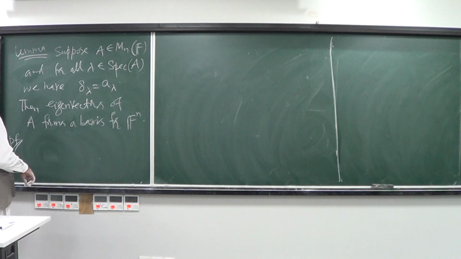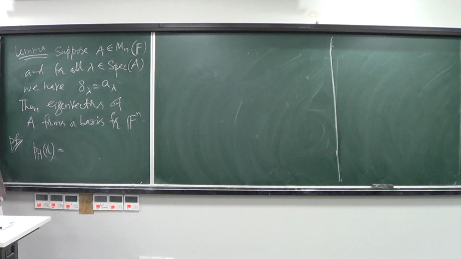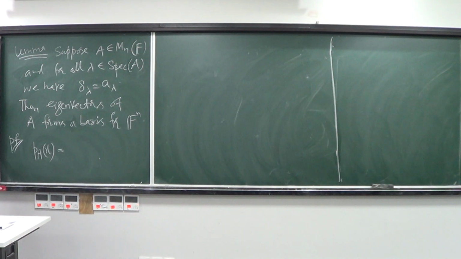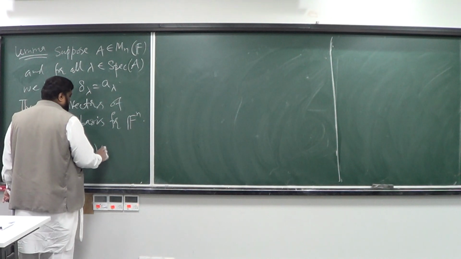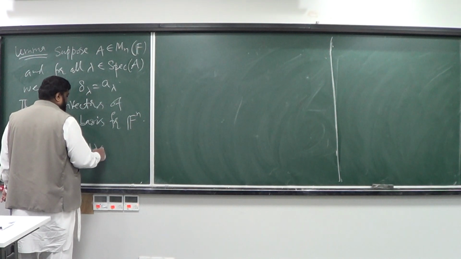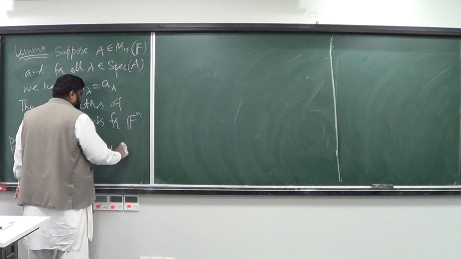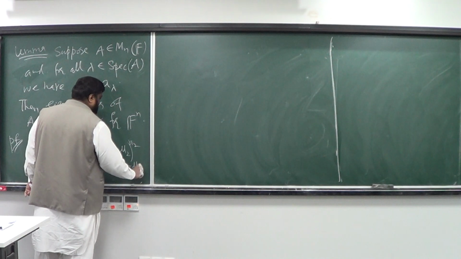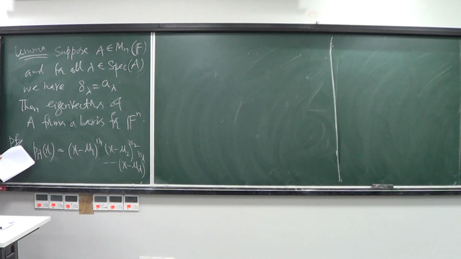So imagine the characteristic polynomial of the matrix A looks like this. Imagine there are d distinct eigenvalues of matrix A, and each one has some multiplicity. So imagine there are d distinct eigenvalues: x minus mu 1, power n1, x minus mu 2, power n2, so on and so forth, x minus mu d, power nd actually. Okay? So imagine that A has a characteristic polynomial of this form.